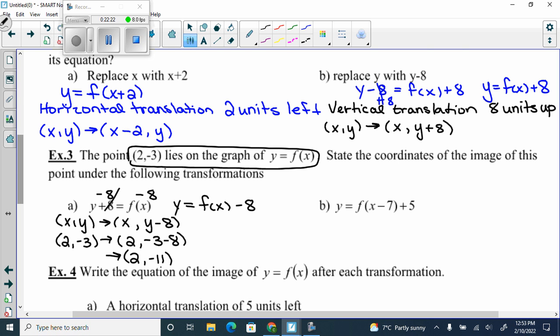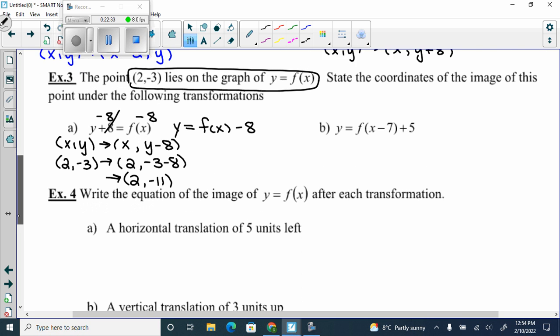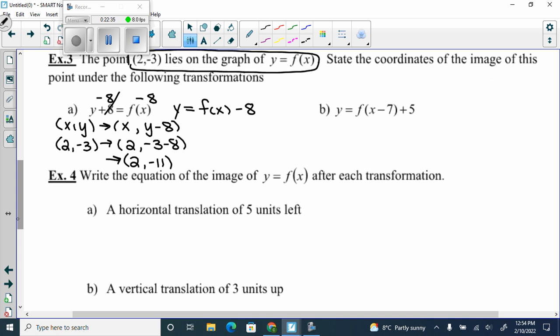So we were at (2, -3). I need to move it 8 down. So I'm at -3, and I need to move 8 more down. Boom, boom, boom, boom, boom, boom, boom. (2, -11) makes sense. Right? You guys are going to try B. Once you've tried B, then try example 4.